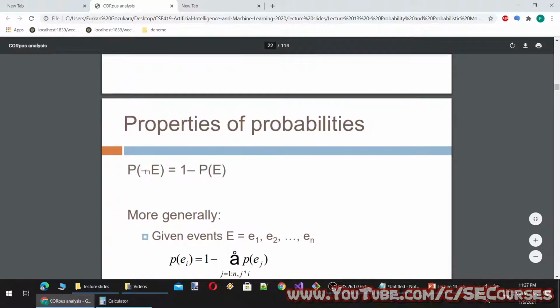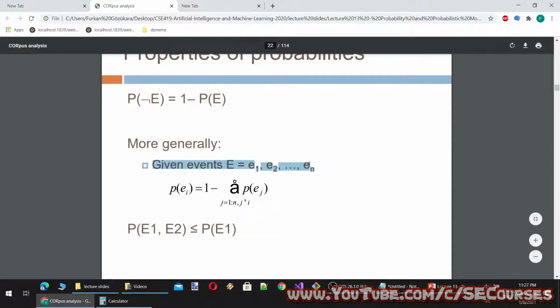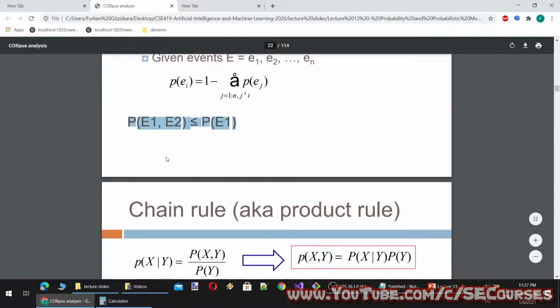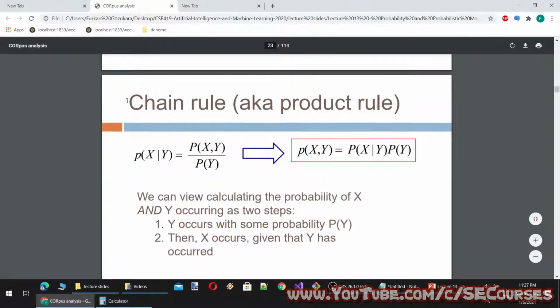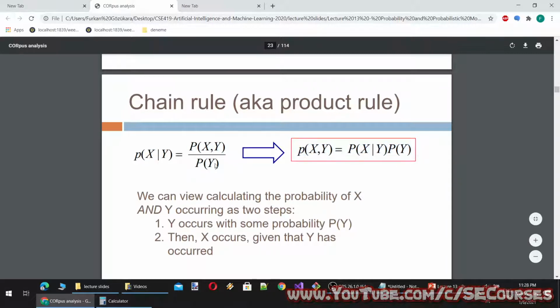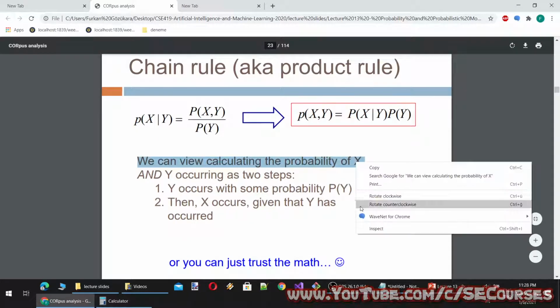And this is another notation. This is 1 minus the probability of E, more generally, given events E equals E1, E2, ..., En. So it can be written like this. Okay, there is the chain rule, also known as the product rule. So P(X|Y) is written like this, or it can be written like this as well.